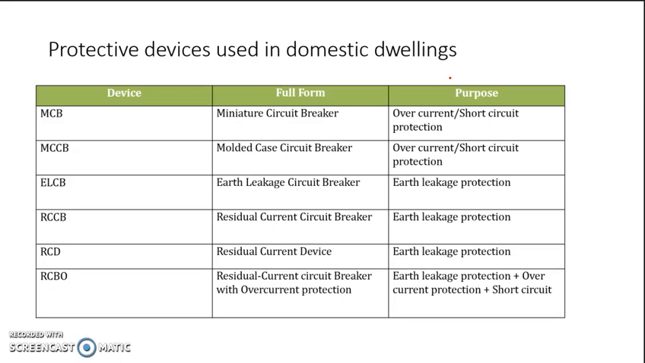The first one is a miniature circuit breaker, which is used for overcurrent or short circuit protection. The same feature goes for the MCCB, but it has a higher capability in terms of its rating. Then we have the ELCB, earth leakage circuit breaker, which works on a voltage based system, and then the residual current circuit breaker, which works on the current passing through the phase and neutral. Then we have the residual current device and the residual current circuit breaker with overload protection. These are the devices which we are going to see now.